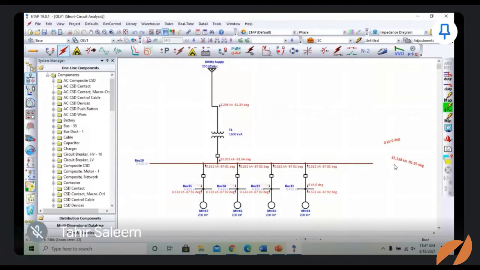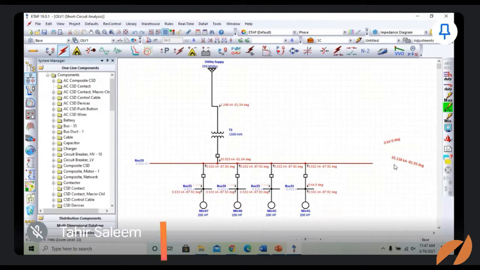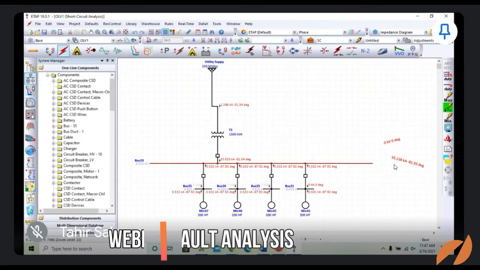So it is a bit less than the maximum current, because when a short circuit starts, it depends upon the sub-transient reactance, and it has a maximum value. Then after that half cycle, it starts to decrease and depends upon the transient reactance. Then it goes to the steady state condition.